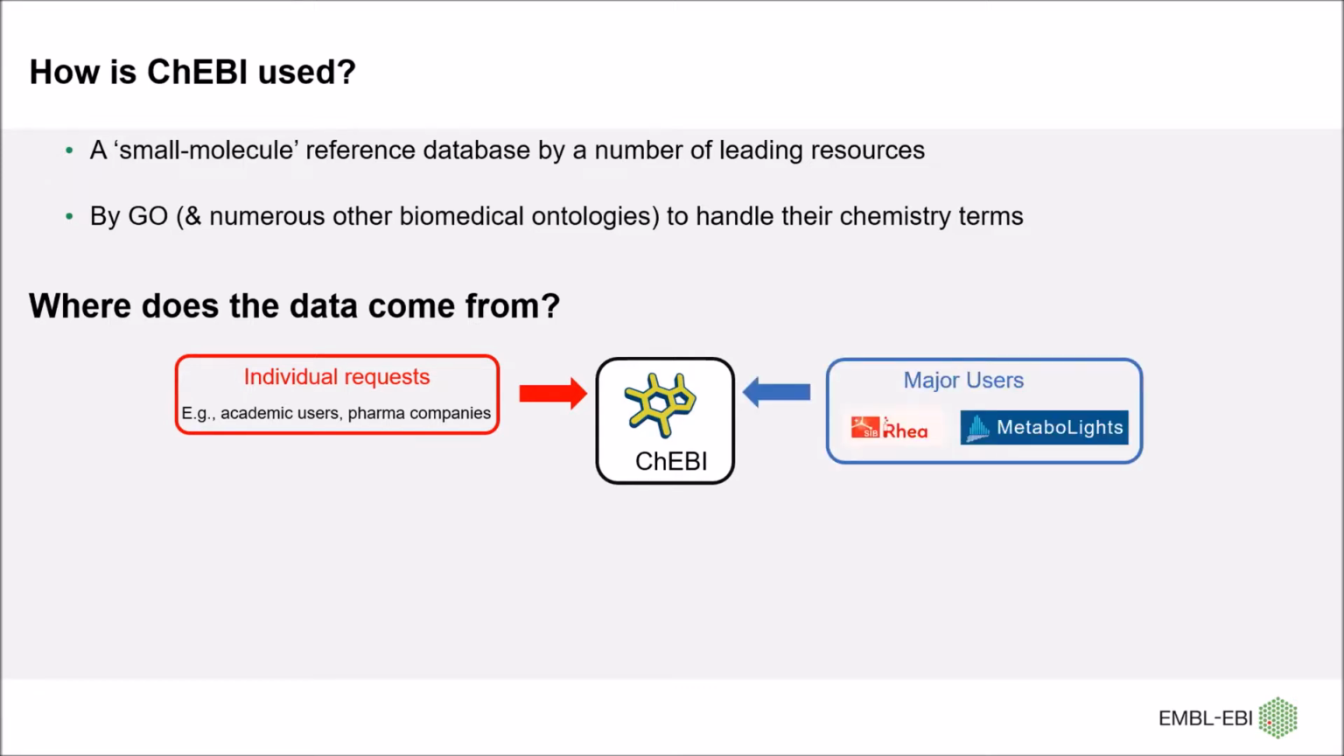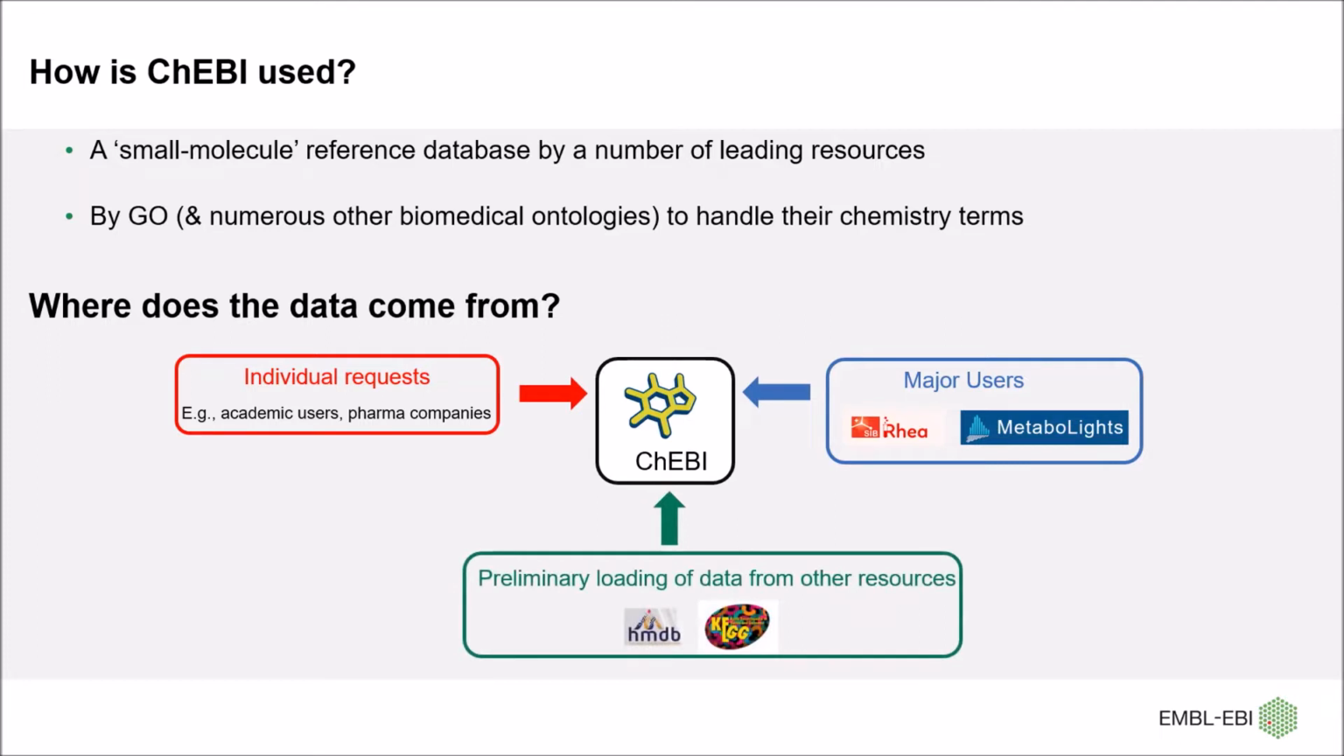The other way is we have some major users who are constantly submitting data to ChEBI. Our major users are Rhea and MetaboLights. Rhea is a biochemical reaction database at the Swiss Institute of Bioinformatics, and MetaboLights is a metabolomics repository based at the EBI. These two databases are submitting thousands of compounds every year to ChEBI. And then once in a while, we also do preliminary loading of data from other resources. For example, in the past, we loaded a subset of compounds from HMDB or ChEMBL.